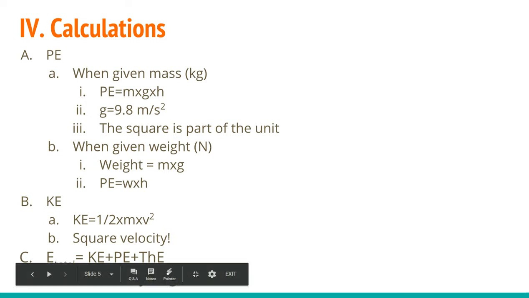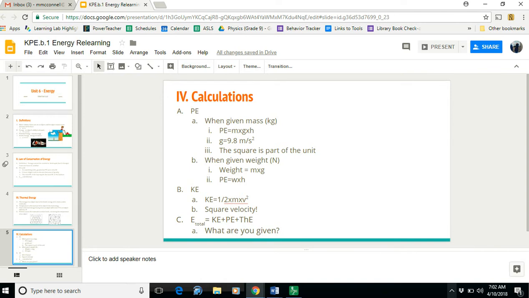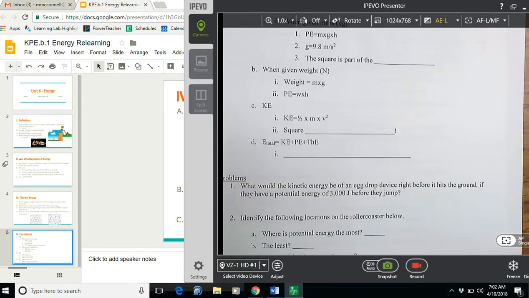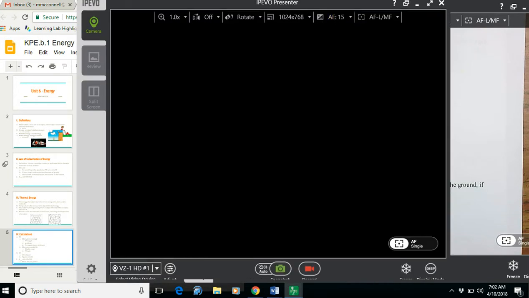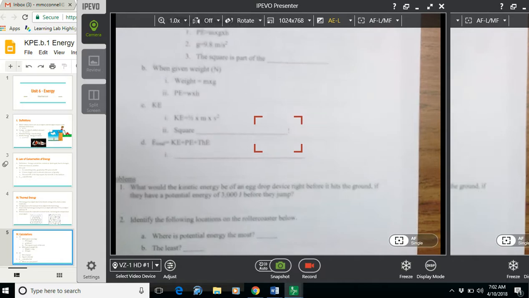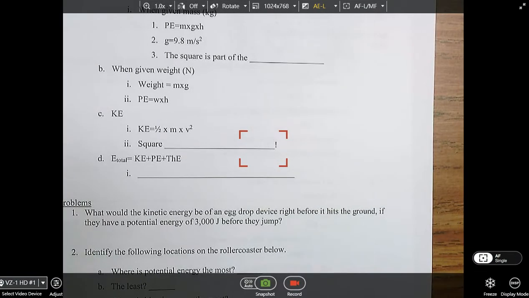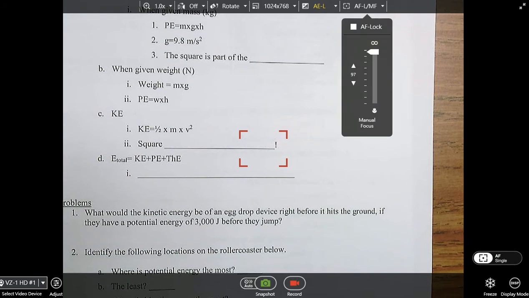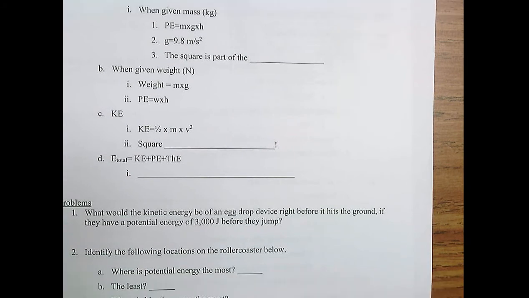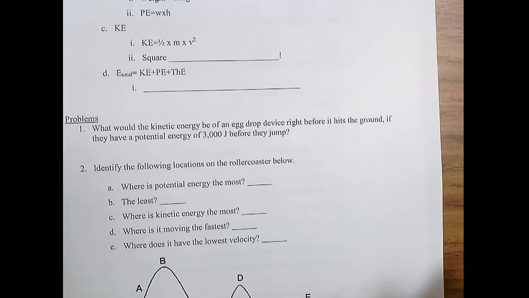I'm going to switch to the doc cam here. So if you're not with me yet, please find your spot. I'm going to go through this first section of problems with you.